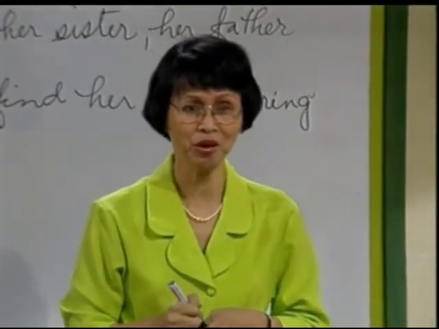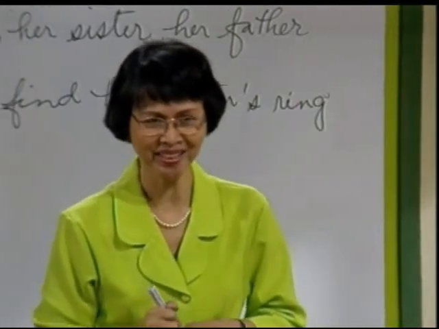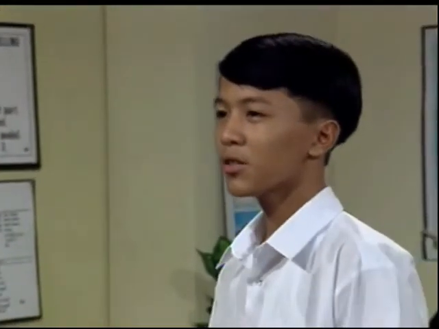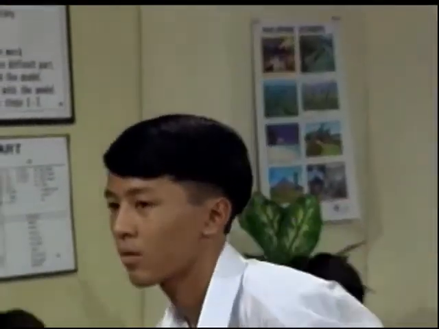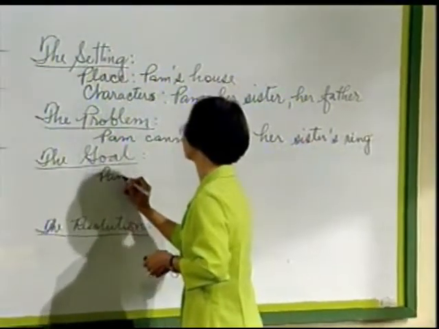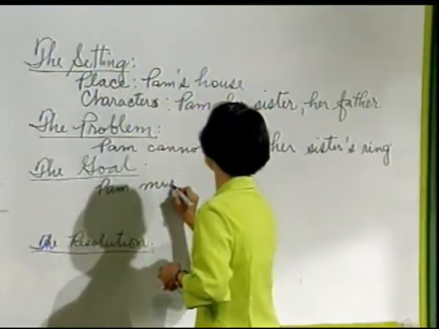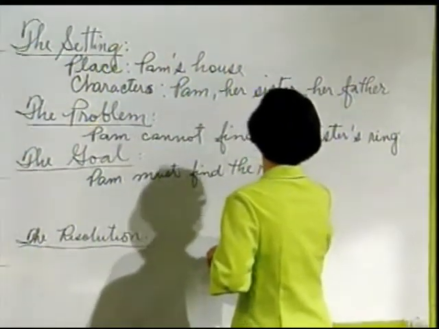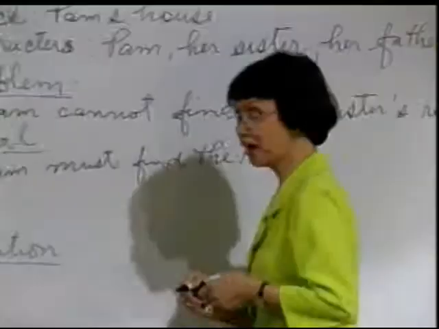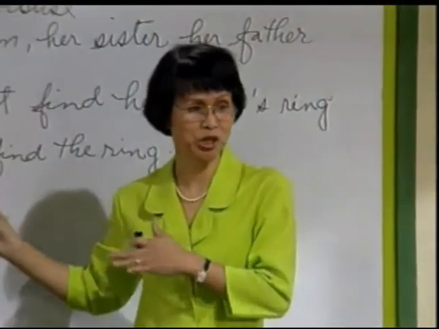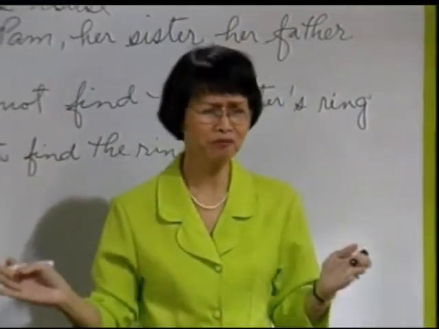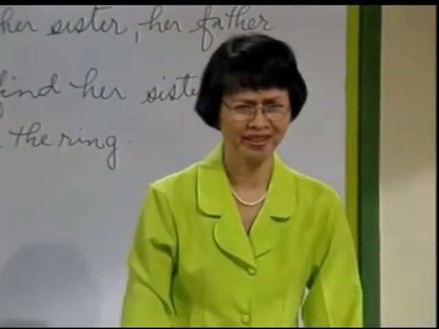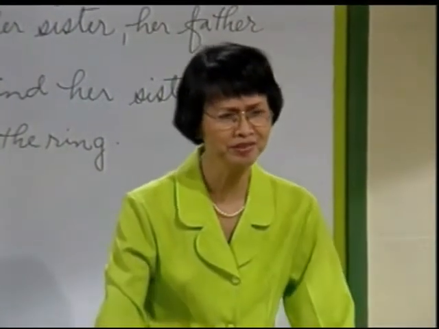Anybody who can tell me the goal? You again? Okay, let's hear you. Pam must find the ring. All right, let me write it on the board. Pam must find the ring. All right, in order to solve or to achieve the goal, there must be some events which happen in the story. Can you give me one of the events?